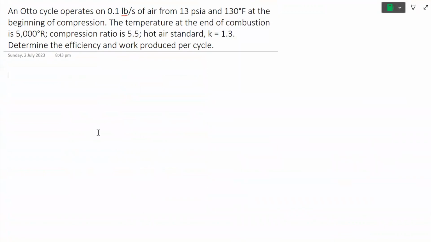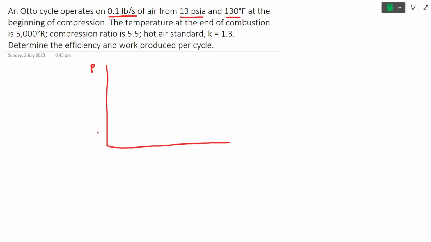Okay. An Otto cycle operates on 0.1 pounds of air from 13 psi and 130 degrees Fahrenheit at the beginning of the compression. Pag mga ganitong problem, the best way for you to answer this is to draw yung diagram. Okay? Mas prefer ko yun. So, i-drawing natin yung diagram niya. The PV diagram.